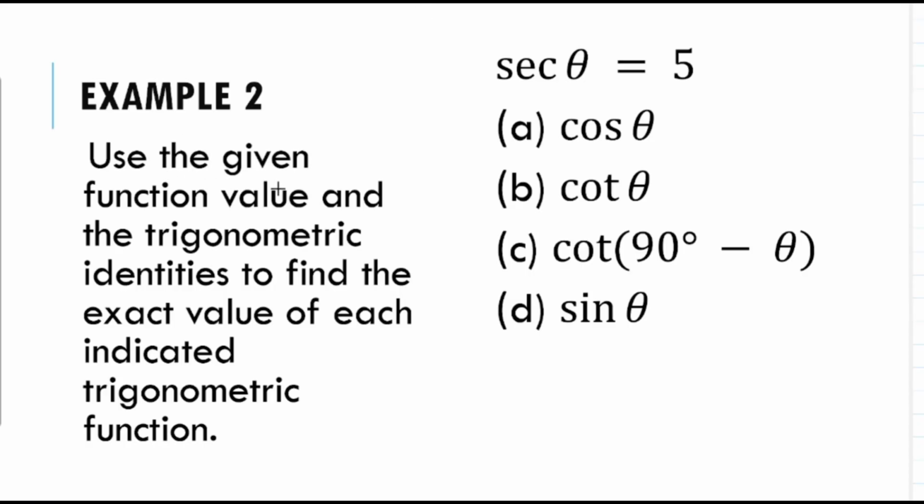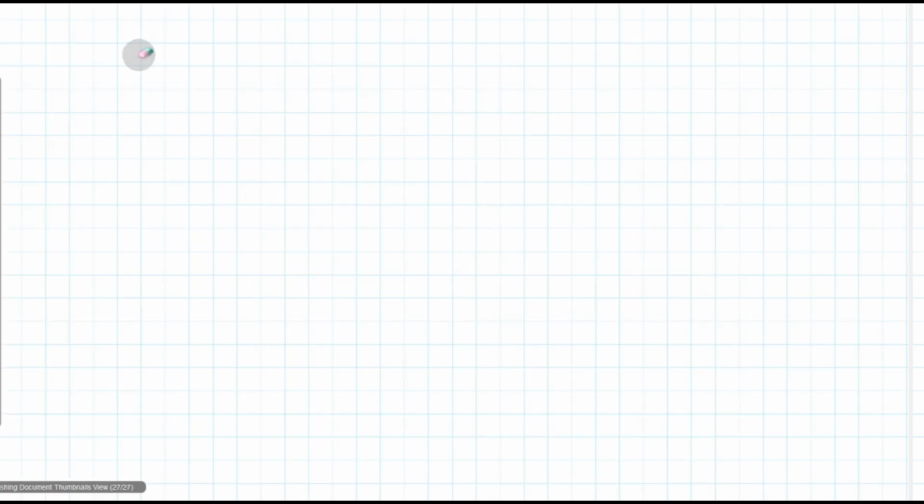Example 2. Use the given function value and trigonometric identity to find the exact value of each indicated trigonometric function. So we're going to be taking some of them. You're going to do A as classwork. Let's do B and C as our examples.